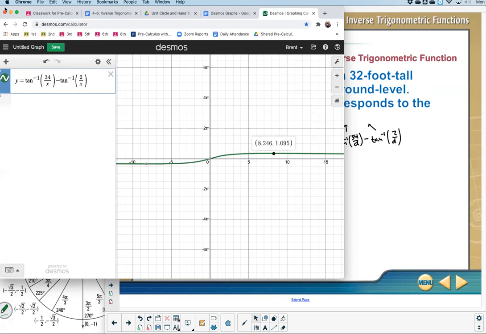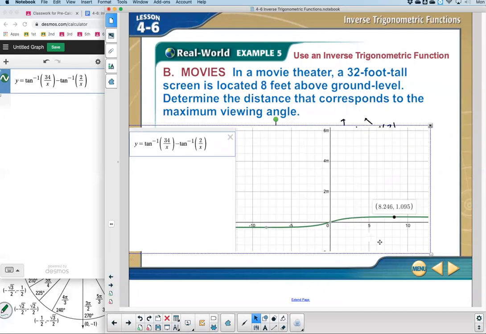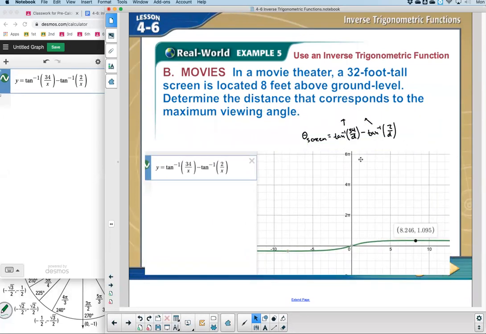So let me just grab this so I can write on my screen. I'm going to copy it and paste it over here. I typed in x as my distance. So the distance was replaced by x, which means my x-axis is the d-axis. That means that's the distance. And notice my y replaced the theta screen, which means that's the viewing angle in radians.